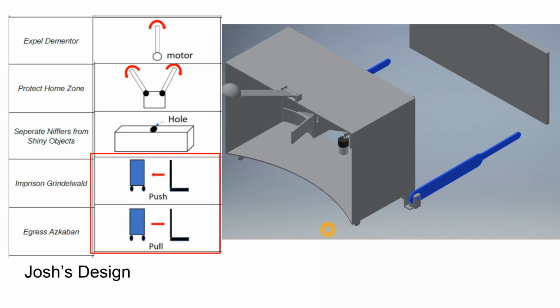Next, we see Josh's design. What makes Josh's design stand out is that instead of using a railing or some sort of scissor arm, he created a push-pull system based on prior art. This system makes it so we don't have to use an arm, which simplifies the process of closing that gap between the start zone and Azkaban.